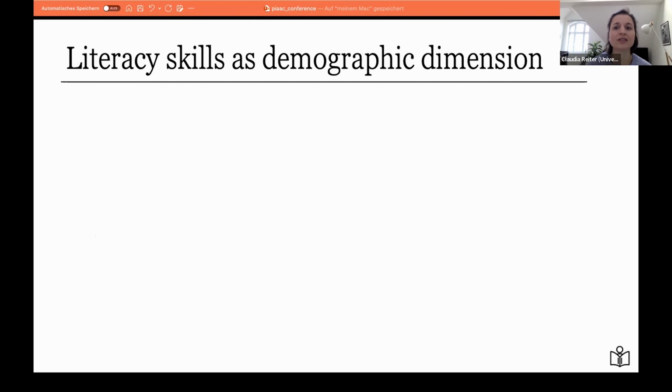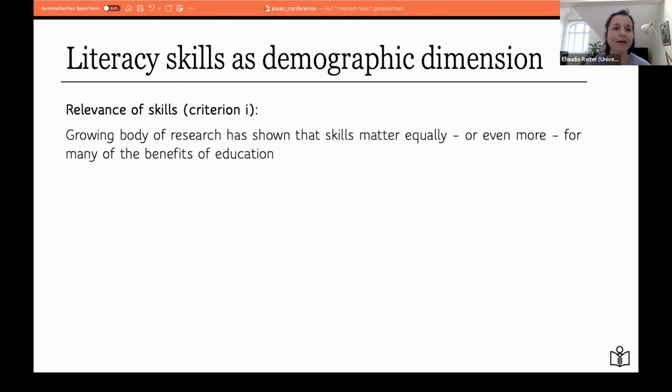I don't want to go into detail here. You can read the fuller literature review in my paper, but just shortly summing up, in terms of criterion one, the relevance of skills, it has indeed been shown that skills matter equally or even more for many of the benefits of education, particularly in economic outcomes such as wages, employment and so on, but also for other social outcomes and development as a whole. So this criterion is fulfilled.